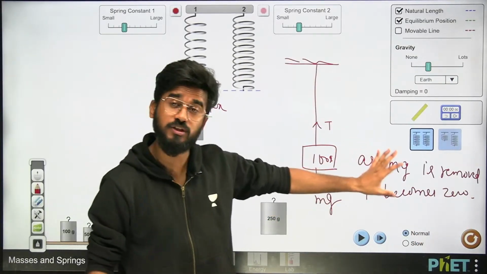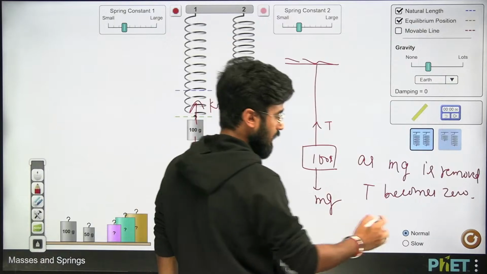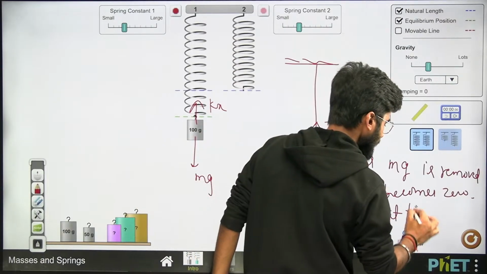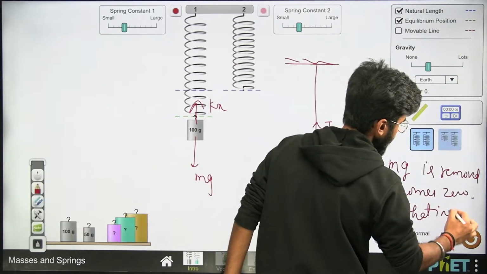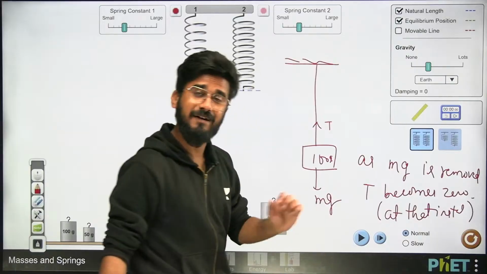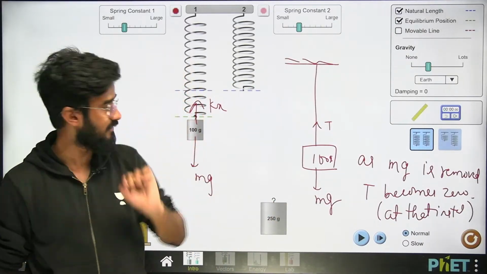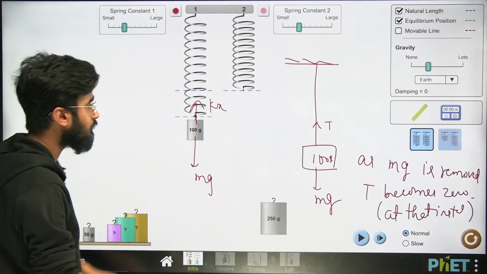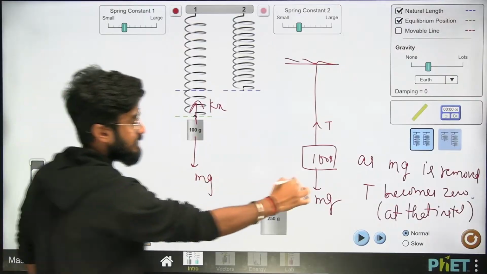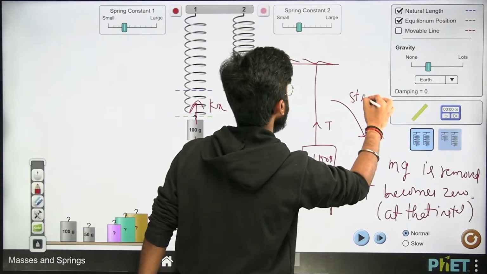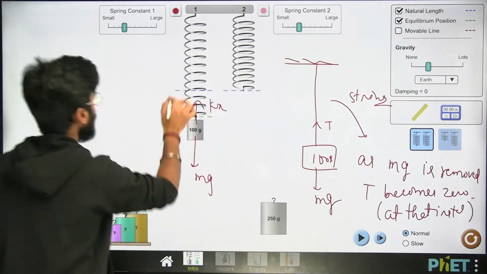As mg is removed, tension is removed at that instant. Okay, but listen to me very carefully. When we remove mg in this case, here we are talking about the string, but here we are talking about the spring.